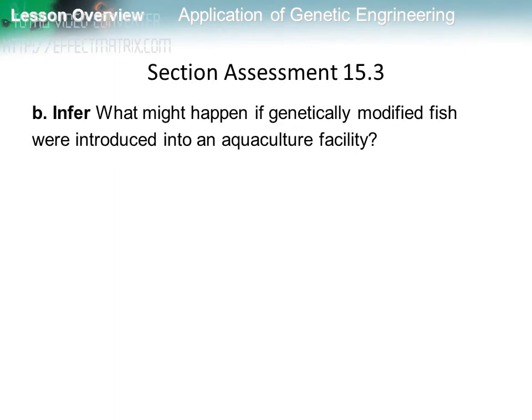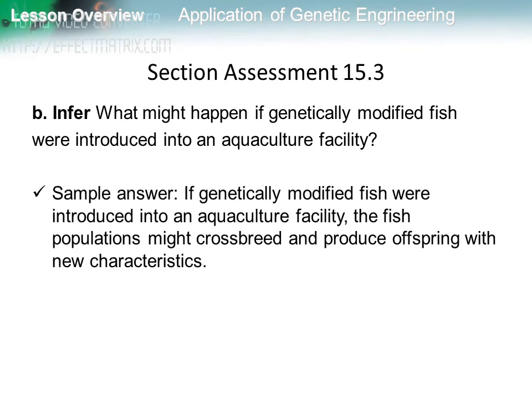1B. What might happen if genetically modified fish were introduced into an aquaculture facility? Here is the sample answer for you. If genetically modified fish were introduced into an aquaculture facility, the fish populations might crossbreed and produce offspring with new characteristics.